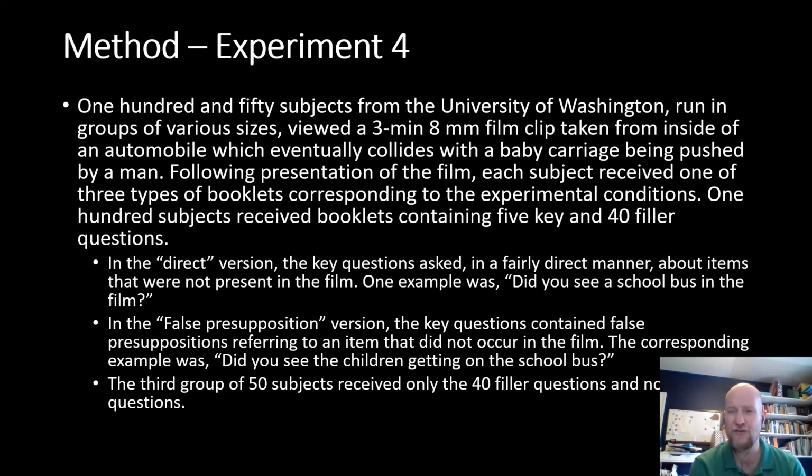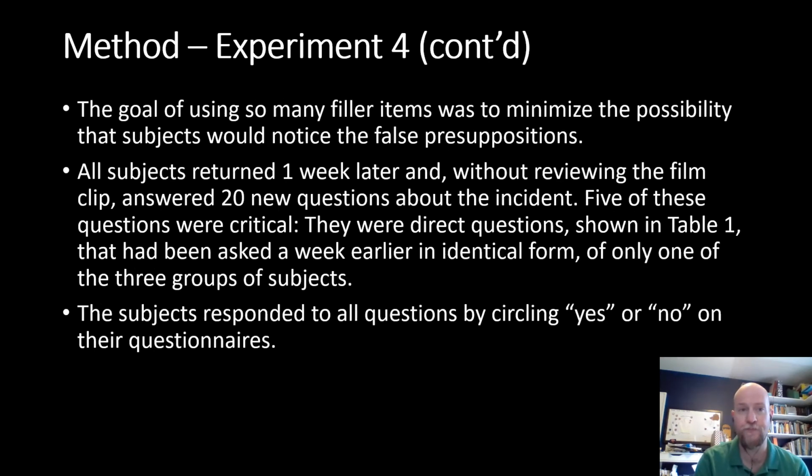So as you see, there's a slight derivation between the questions that were brought up by experiment 3, which was, is it simply suggestion? So the direct version is simply suggestion. Did you see a school bus in the film? In the second, we have that false presupposition of children getting on a school bus. And in the third, filler questions with no direct questions about what they saw as far as the key experimental condition is concerned. So the goal of using so many filler items was to minimize the possibility that the subjects would notice the false presuppositions.